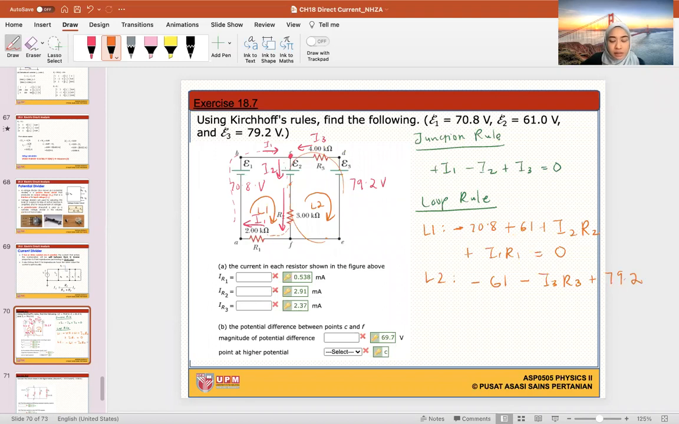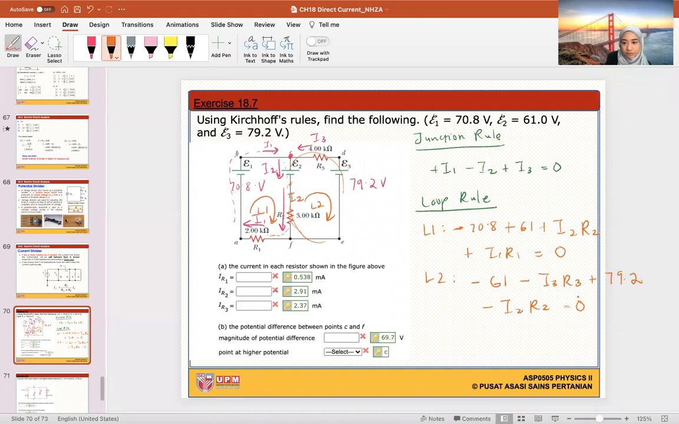Then I continue my loop and I see this resistor over here. It has I2 flowing inside in the opposite direction to my loop, so it's a negative I2 R2. Now I have completed my loop, so this should be equal to 0. Okay, let me check.